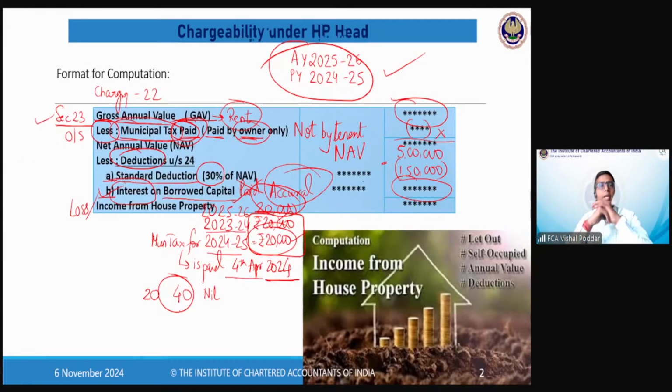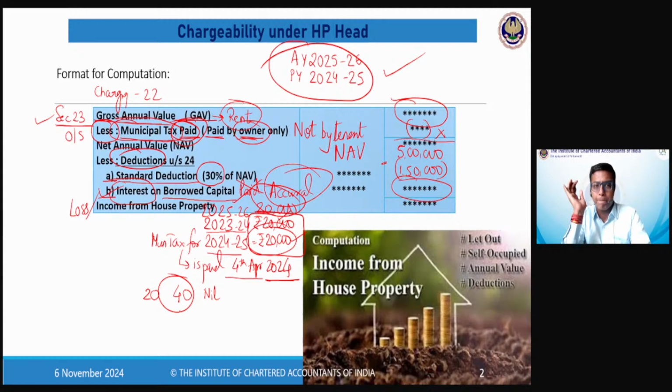Yes, Aniruddha, you're right. So interest is on accrual basis, municipal tax is on payment basis, and standard deduction is anyways a fixed figure, 30%. So once you get NAV, 30% standard is always allowed. That is why it is standard. Standard means fixed. Hardik, what is this 5 years? I didn't get you. 5 years is what?